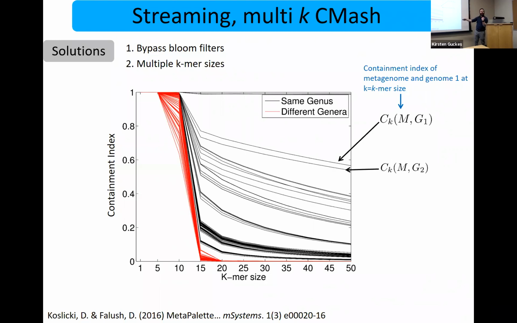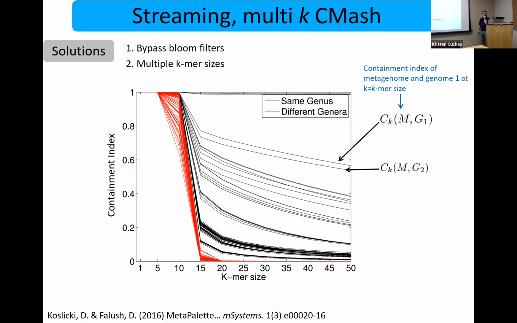And if it's more closely related, it drops off more slowly. And if you look really closely, you can see a tiny little line right up there. That represents a reference genome that is basically the same strain as something in my metagenome. So seeing the shapes of these plots like this can be really informative.